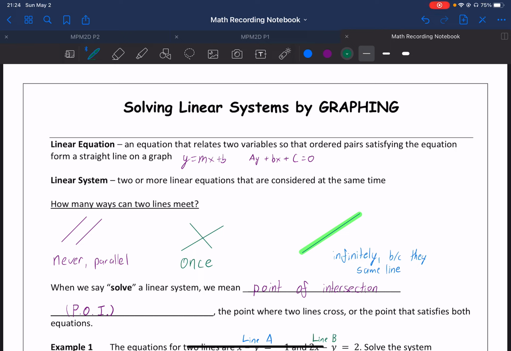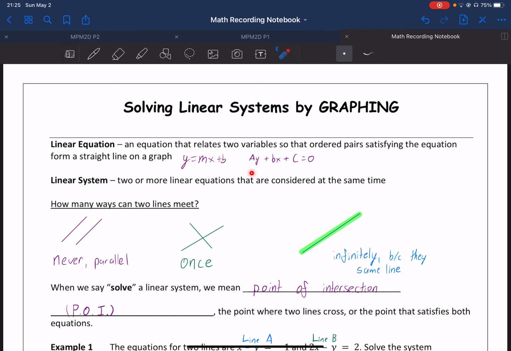So it's important for us to remember what a linear equation is. An equation that relates two variables so that an ordered pair satisfies the equation and forms a straight line. So to translate that, we've got two different versions of linear equations of how we can set it up. We have y equals mx plus b, where m is our slope and b is our y-intercept.